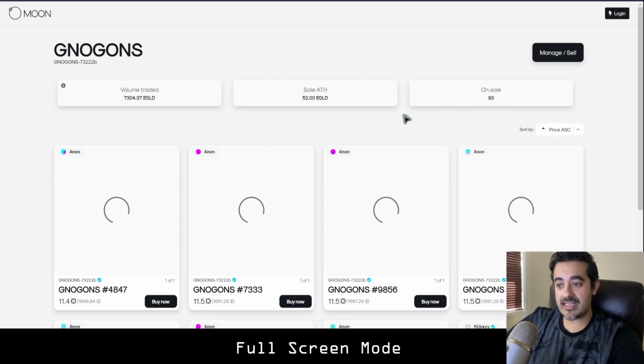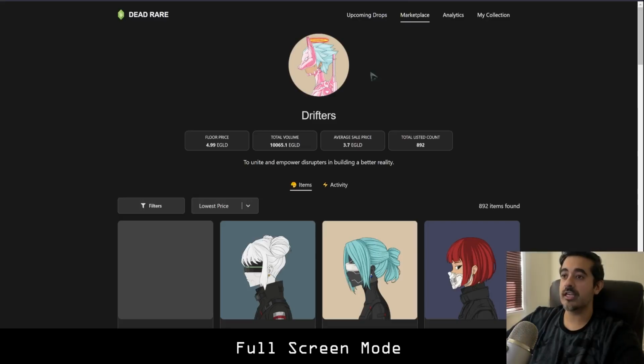This is insanity. The value of NFTs on Elrond are going up drastically. They are basically beating the entire market right now. Even if you look at Bitcoin, they're beating everything. It's absolute madness. You look at Drifters.